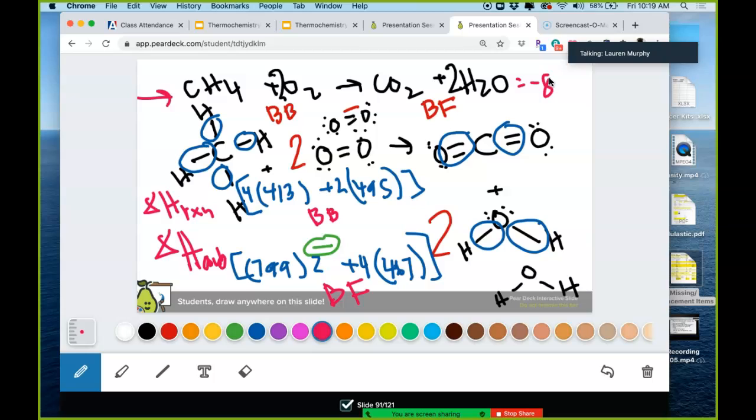So it's -824 kilojoules per mole. Look at negative. Combustion reactions are exothermic, so the sign at least makes sense. But I'll give you a second because I need you to practice with your calculators.